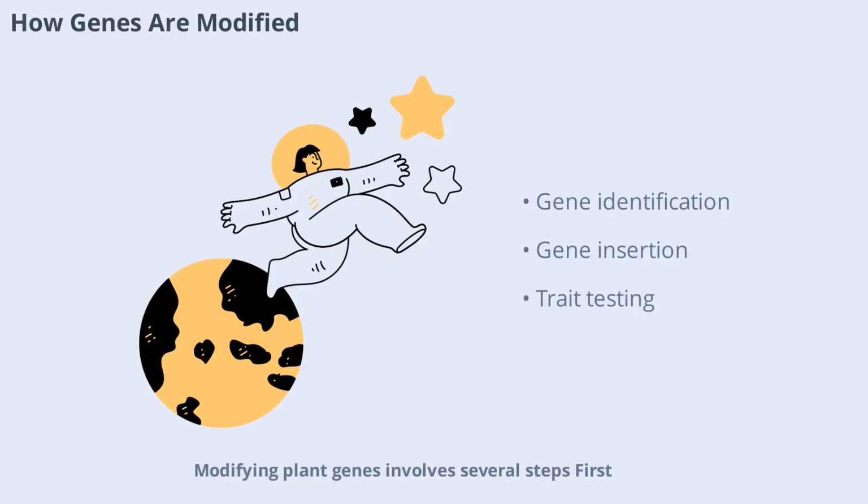Modifying plant genes involves several steps. First, scientists identify the gene responsible for a desired trait, such as drought tolerance. Next, they isolate this gene and insert it into the plant's DNA using techniques like gene guns or bacterial vectors. The modified plant cells are then grown into full plants, which are tested for the new trait. This process allows for precise control over the plant's characteristics, making it possible to develop crops with specific benefits.